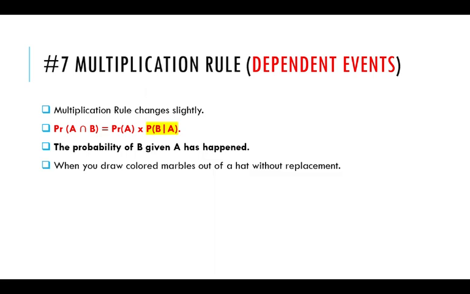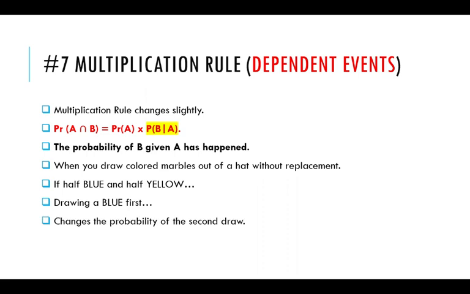So when you draw colored marbles out of a hat without replacement, right, you understand. If half are blue and half are yellow, when I draw a blue one first, it changes the probability of the second one. That's why I have that yellow part. Probability of B given A. The probability of yellow given I already drew a blue. That dependence changes the equation just slightly.